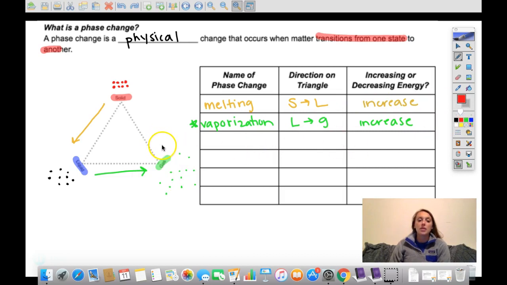We're going to keep going in this direction around the triangle. So in order to go from a gas to a solid. So now we're going from a state of matter that's really far apart to something that the molecules are more packed together. So in this case, in order to go from a gas to a solid, we're actually going to have to decrease the amount of energy and lower the temperature of the system. And this phase change is called deposition.